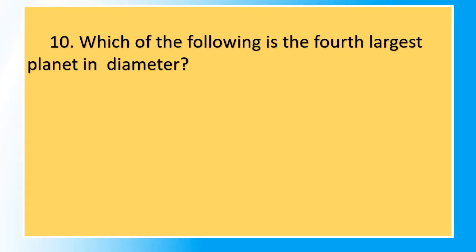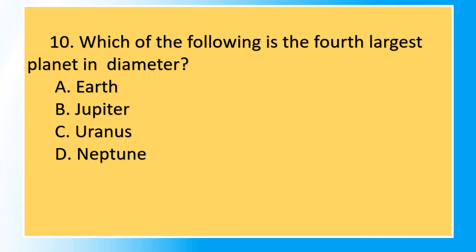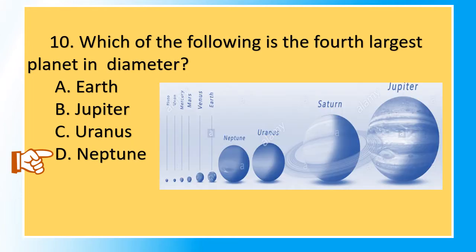Which of the following is the fourth largest planet in diameter? A, Earth, B, Jupiter, C, Uranus, D, Neptune. And the answer is letter D, Neptune. As you can see in the picture, Neptune is the fourth largest planet in diameter.